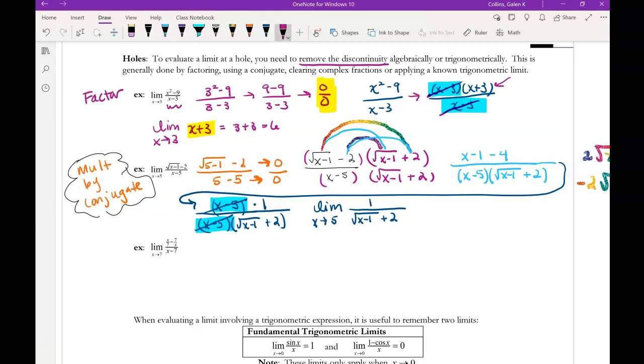So now I'm going to evaluate this limit, again, by plugging in 5. So now I have a 1 in my numerator, and the square root of 5 minus 1 plus 2 in the denominator. So that becomes 1 over the square root of 4 plus 2, or 1 over 2 plus 2, which is simply 1/4.